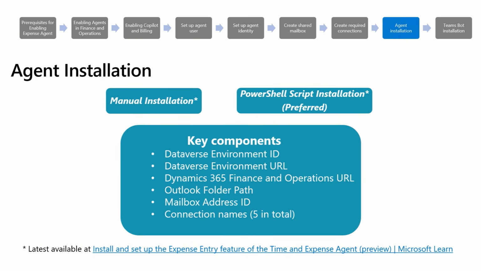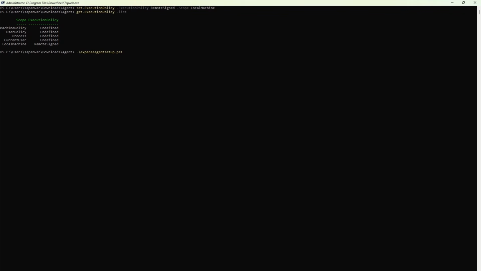Agent installation. In this section, we'll proceed with the agent installation using PowerShell. Here, I'm running PowerShell as administrator. There are a couple of requirements that should be met if you want to install the expense agent through PowerShell. Number one, it needs to be PowerShell 7 or higher. Number two, the execution policy should be set to remote signed for the local machine.